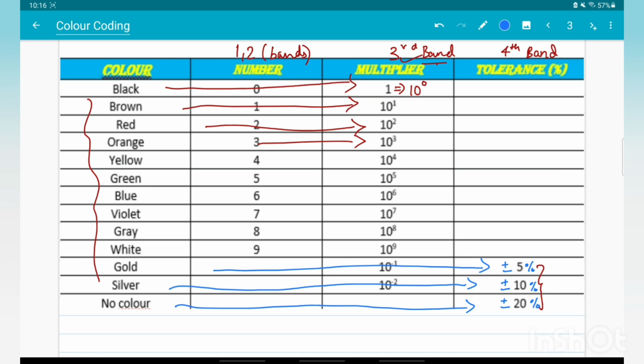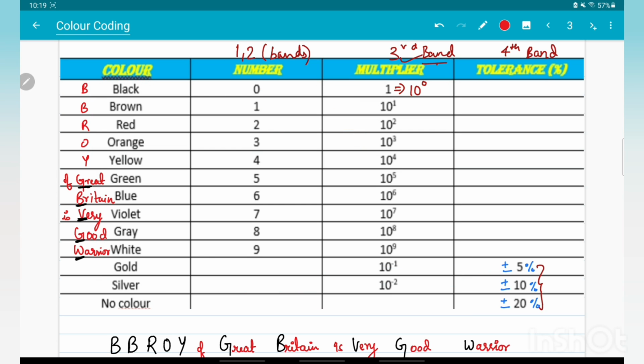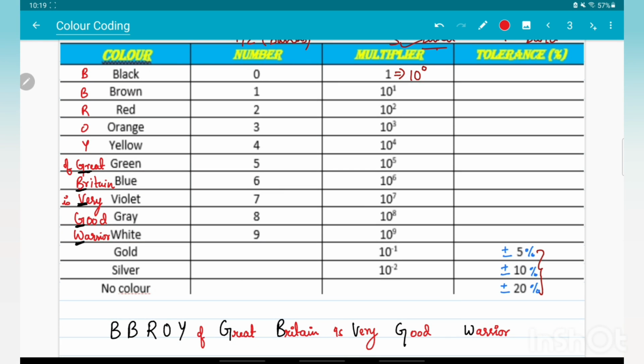Now I'll tell you a mnemonic which is very famous. One of the mnemonics which is used by a lot of teachers, you can see here I have written the mnemonic. It is B.B. Roy of Great Britain is a very good warrior. This mnemonic is used for remembering the order of these colors. B.B. Roy: the first B is for black, then the second B is for brown, then for Roy, R means red, O means orange and Y means yellow. So you remember the order of these now.